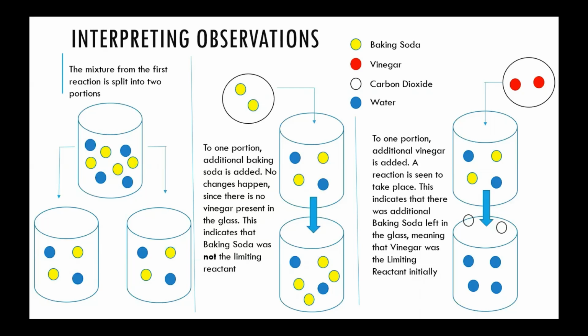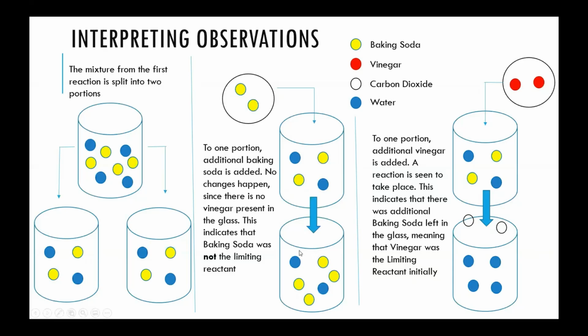There was not enough vinegar initially to react with all of the baking soda. So when you mix these two together, again, you see the reaction taking place. The same would be true in the opposite way. If the vinegar does nothing, then that's not the limiting reagent. If the baking soda does something, then it was the limiting reagent.